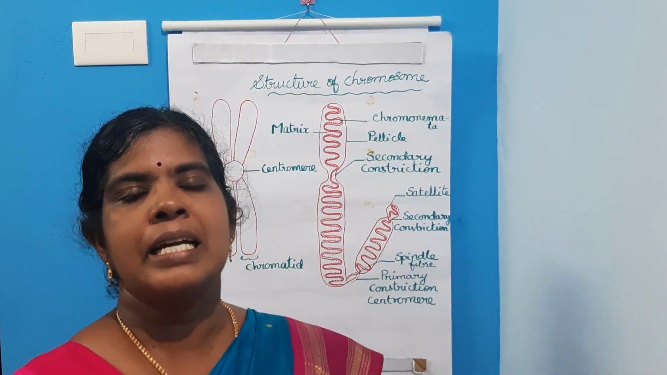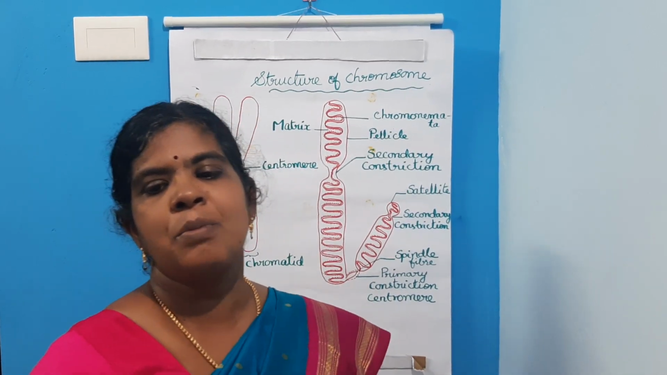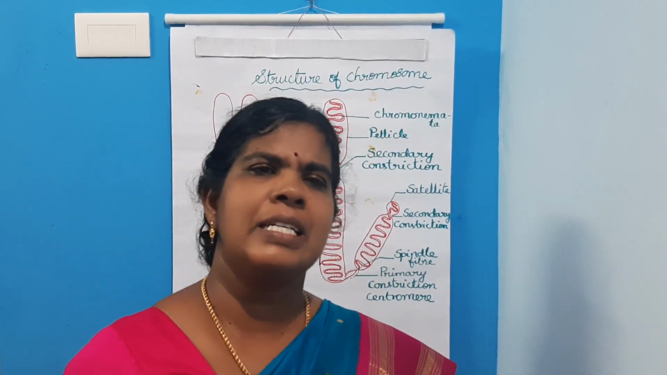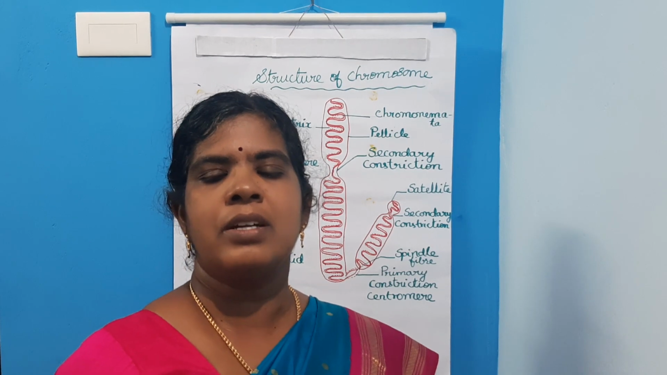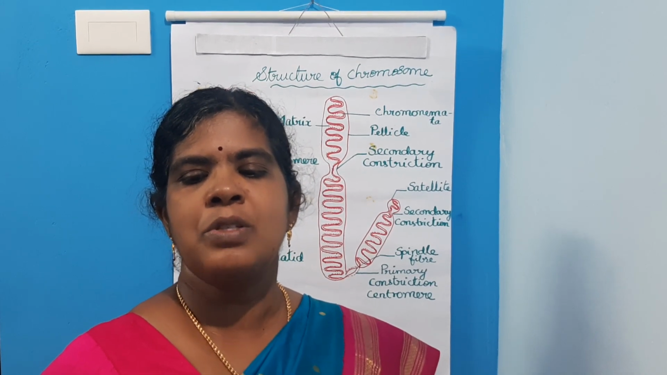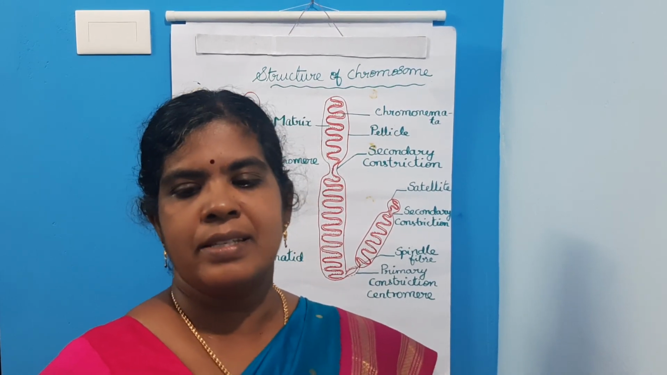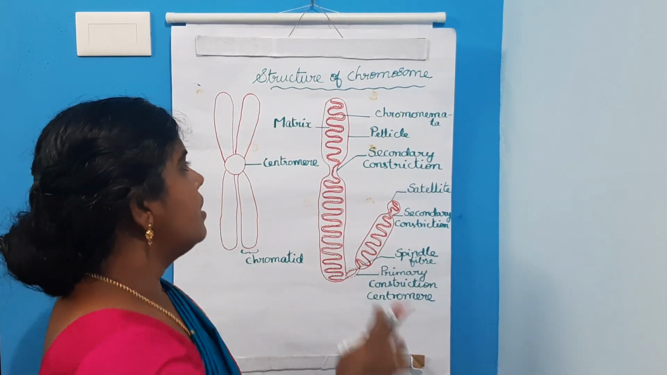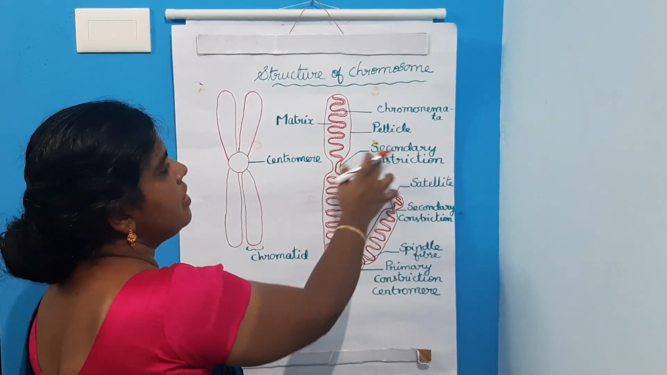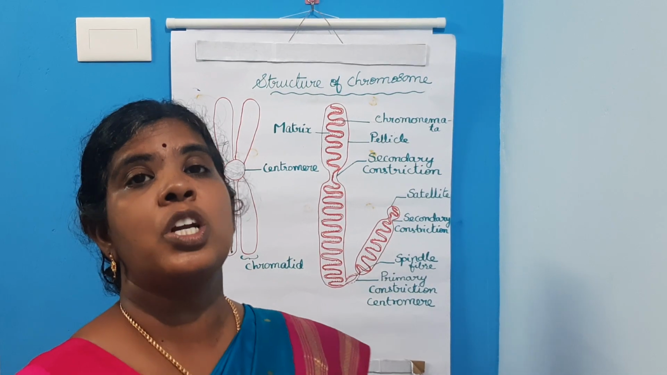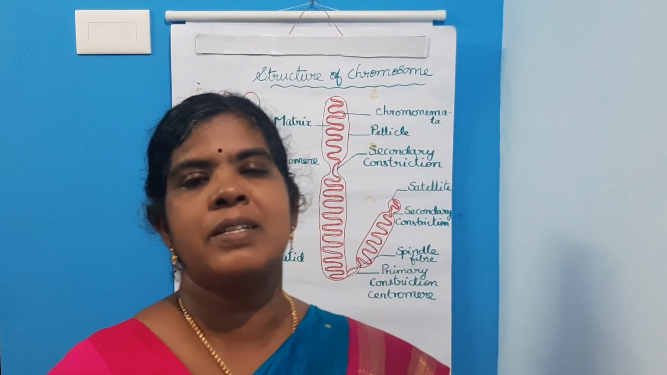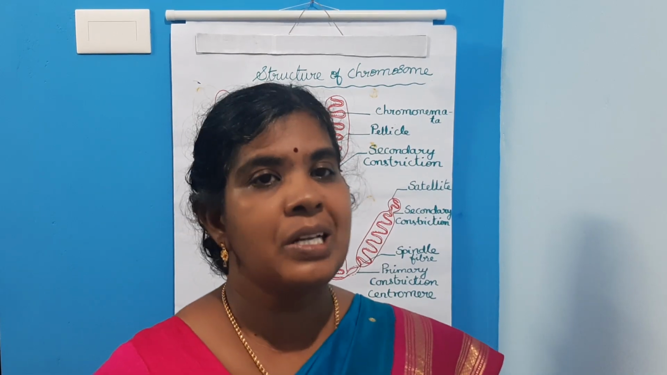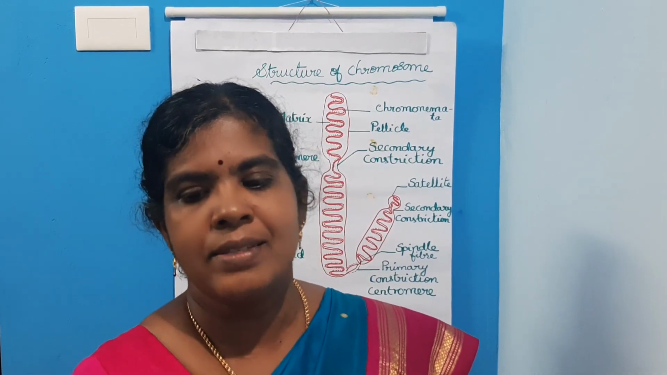Next, the secondary constriction. Some chromosomes possess a secondary constriction at some point of the body. These regions are called the nucleolar organizer. This nucleolar organizer helps in the formation of the nucleolus in the nucleus.